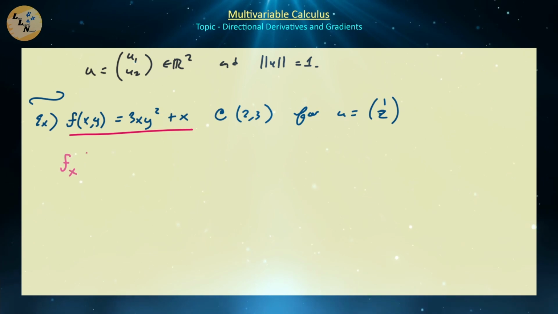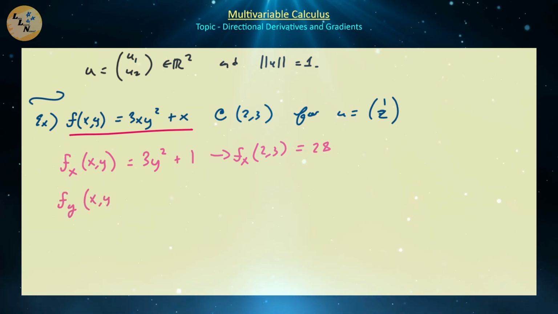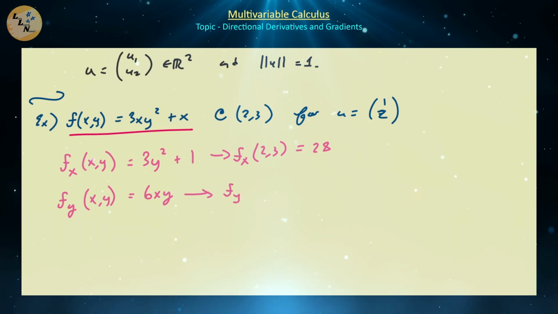So the partial with respect to x of f(x,y), y is going to be a constant here, so that's going to be equal to 3y squared plus 1. And if we evaluate this derivative at the point 2, 3, that's going to give us 3 squared is 9 times 3 is 27, plus 1 is going to be 28. And then we're going to do the derivative with respect to y of f(x,y). So y is the variable, x is a constant, so that's going to be equal to 6xy plus 0. And then we can evaluate this partial derivative at the point 2, 3, or whatever point you have of interest. So that's going to be 6 times 2 times 3, which is going to be equal to 36.